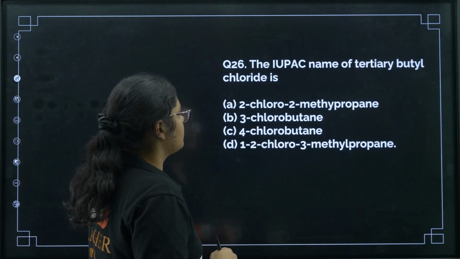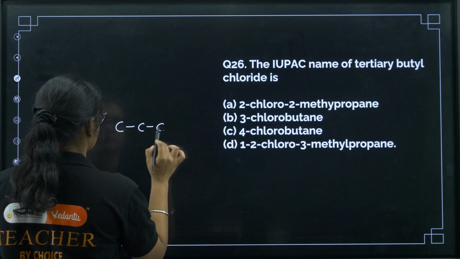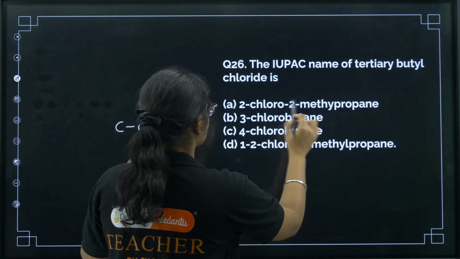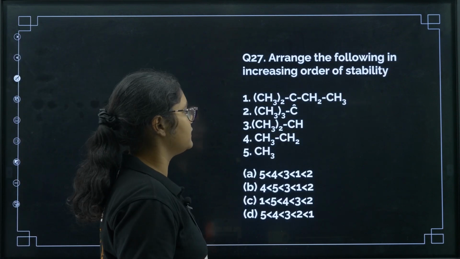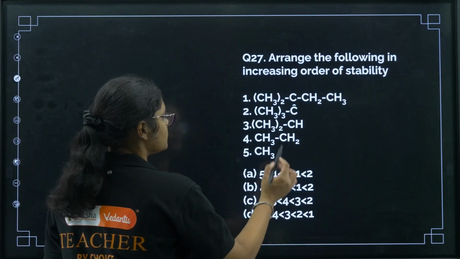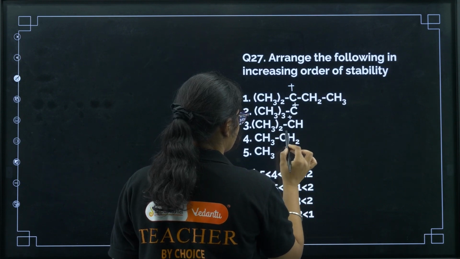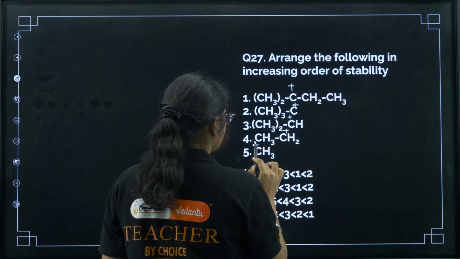Next, the IUPAC name of tert butyl chloride. So if you see tert butyl chloride, okay, so it is 2-chloro-2-methyl propane, option number A. Next, arrange the following in the increasing order of stability. So here you can see this is 1 degree carbocation, this is 1 degree carbocation, this is 1 degree carbocation, this is 1 degree carbocation and this is a carbocation, okay.